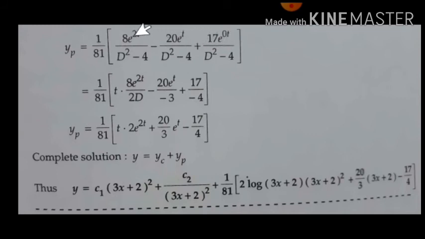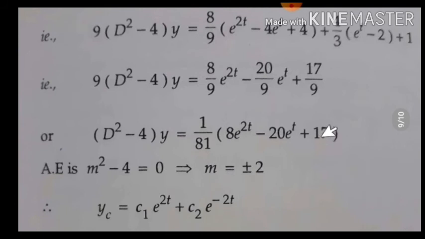Here you have to replace d by 2. So 2 square is 4 minus 4 becomes 0. Hence introduce t and differentiate d square as 2d. Here replaced d by 1. So minus 3 you will get. Here d by 0, since it is constant.